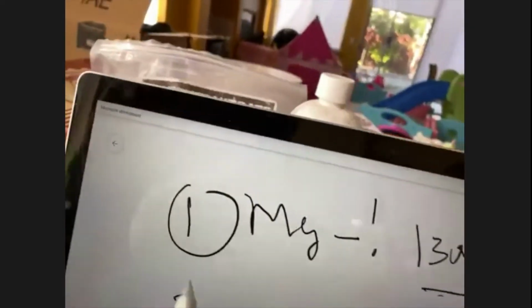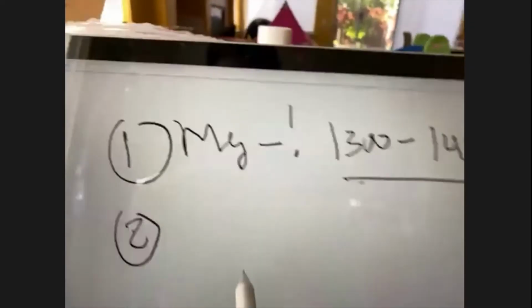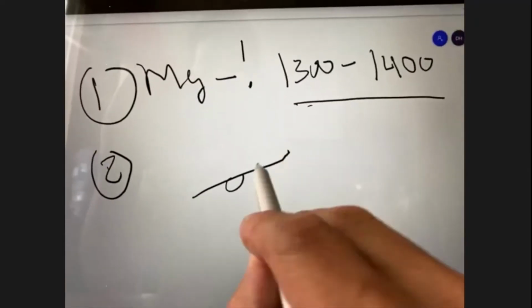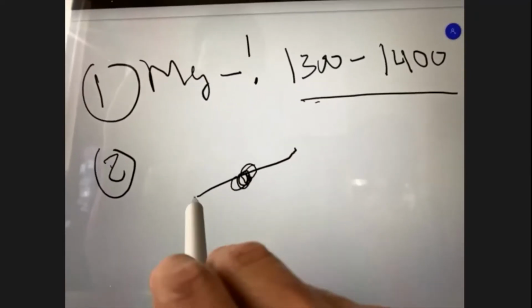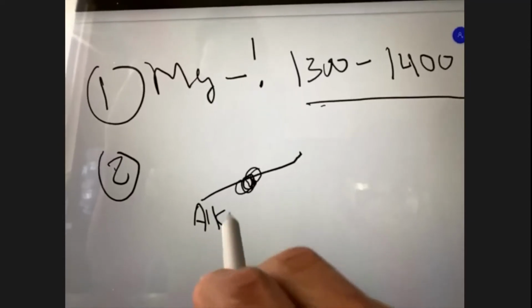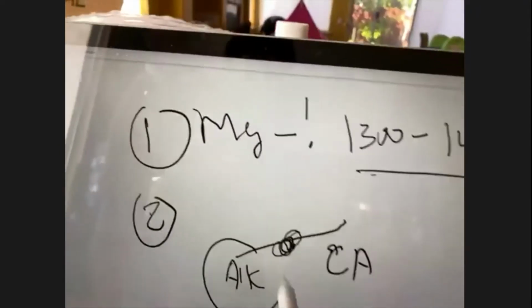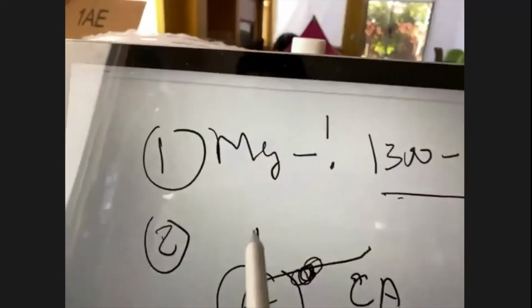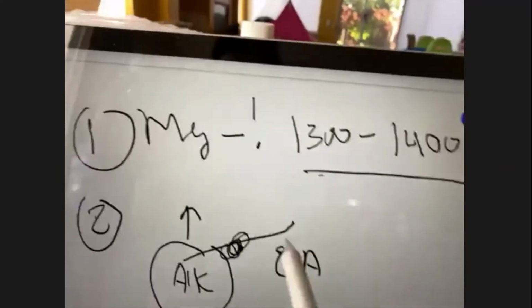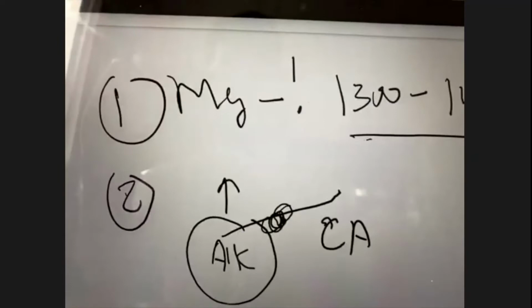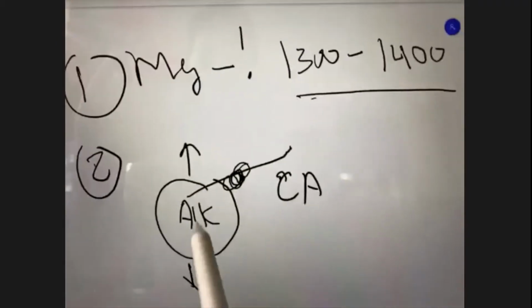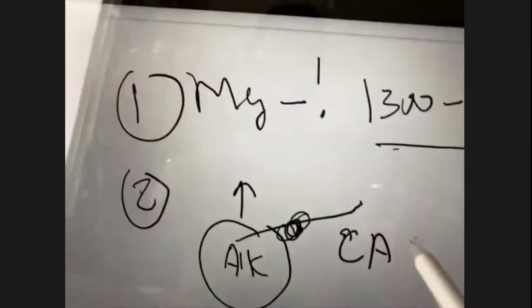Okay, next level. Once you fix your mag, remember that teeter-totter we talked about? That is now balanced. So you have alk on one side and calcium on the other side. Next thing to do is balance your alk. If it's low, bring it up slightly. If it's high, bring it down slightly. Once that's balanced, now we work on calcium.